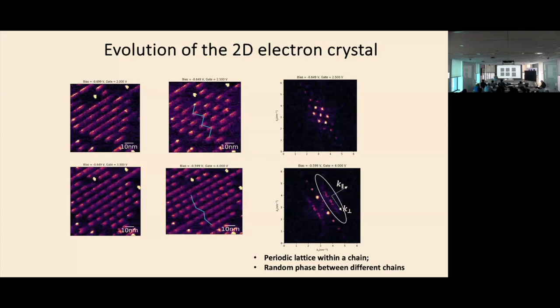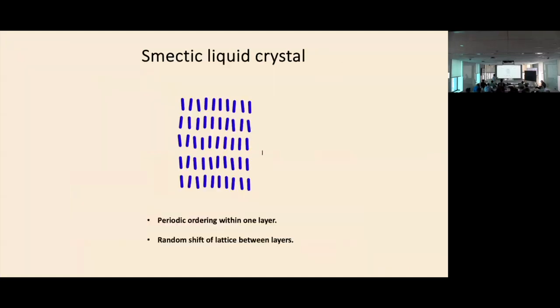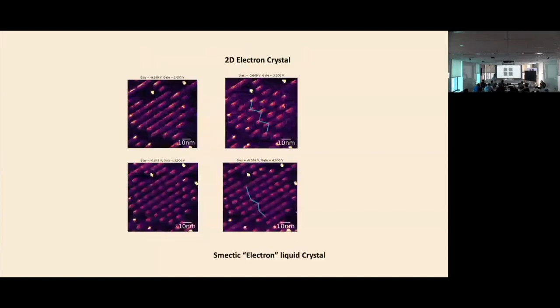So when the chain-chain interaction is very strong, the electron lattice will actually stretch to have exactly the same period and form an ordered behavior. But when the chain-chain interaction is very weak, they just don't care. So they each have a random phase. In this case, you have order along one direction and disorder along the other direction. So it's analogous to a smectic liquid crystal phase. You can think of this as an example of an electron liquid crystal.